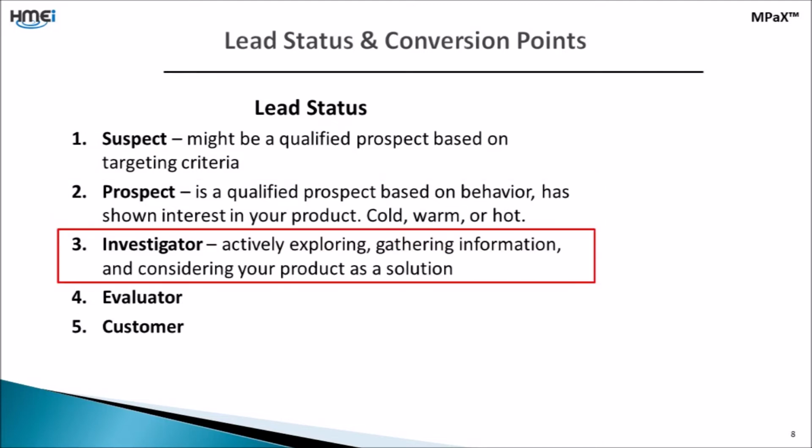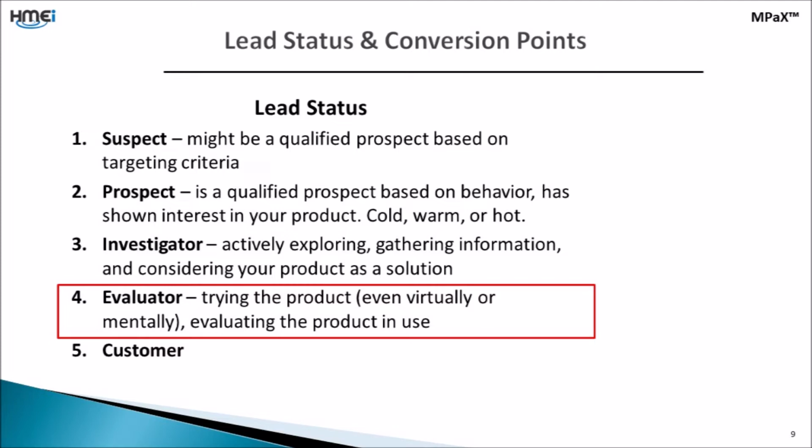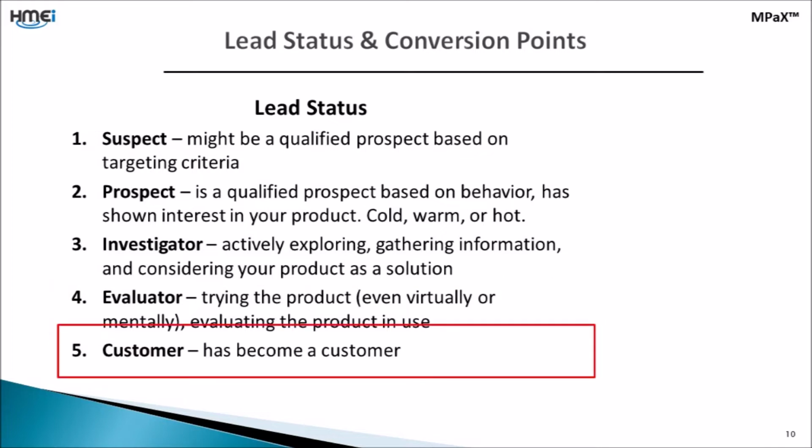An investigator is a prospect who is actively looking for a solution. They're exploring, gathering information, and sorting out their options. Someone who opts in for a free report might be considered an investigator. An evaluator is evaluating or trying on your product to see if it will meet their needs. In some cases, this is an actual hands-on product trial, but it can also be a virtual evaluation like, say, watching a software demo, or it can be a conceptual evaluation such as reading your sales copy or watching a sales video. And finally, a customer is someone who has purchased your product. This status is easy for most people to define.